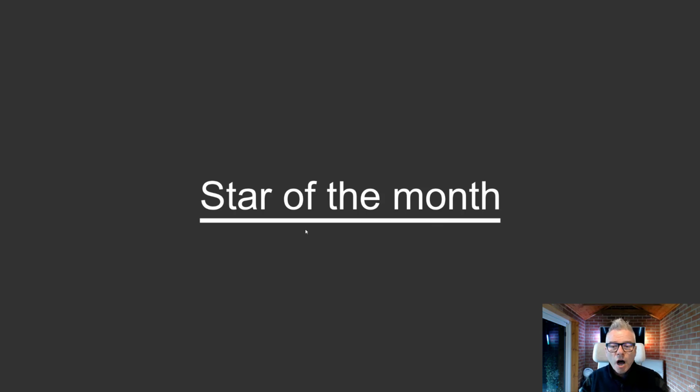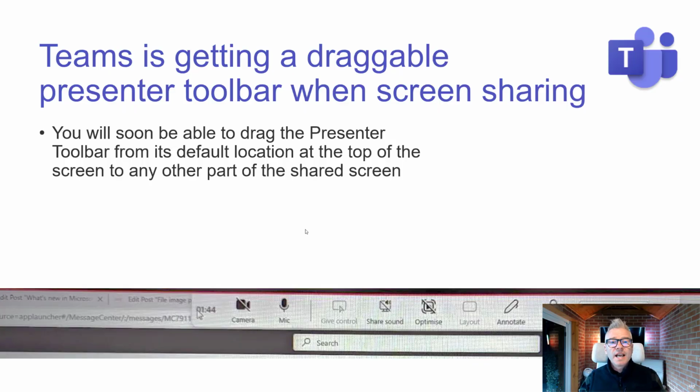Now, start of the month. So, what do I think is the absolute best update from May? Brace yourself, folks. This is epic. Teams is getting a draggable presenter toolbar when screen sharing. I do a lot of screen sharing, and quite often I want to go to the top of my screen. I want to flick between different tabs in Edge because I'm showing different features, and this annoying toolbar keeps appearing, and I have to drive it down. I know that you can hide it, but it's a bit of a one-way street, and getting it back is difficult.